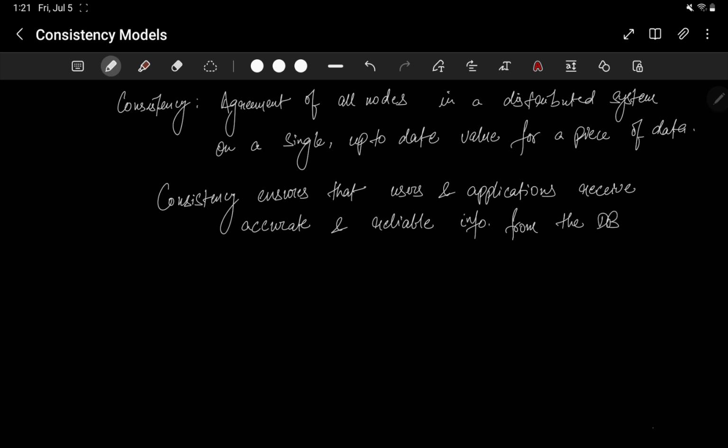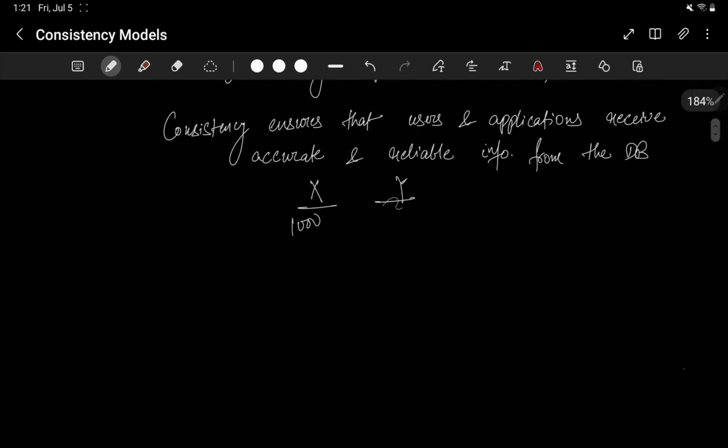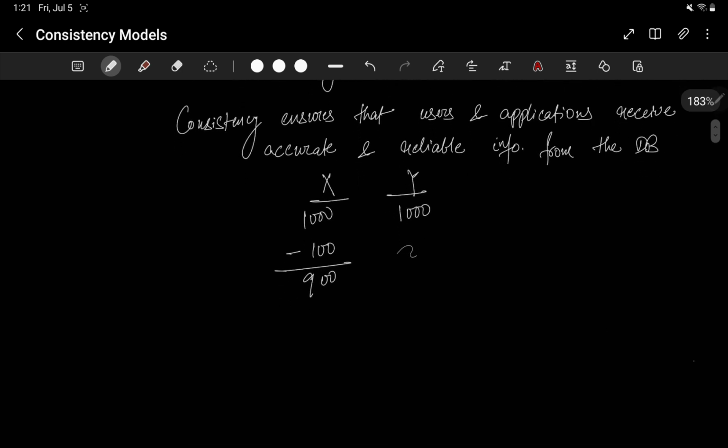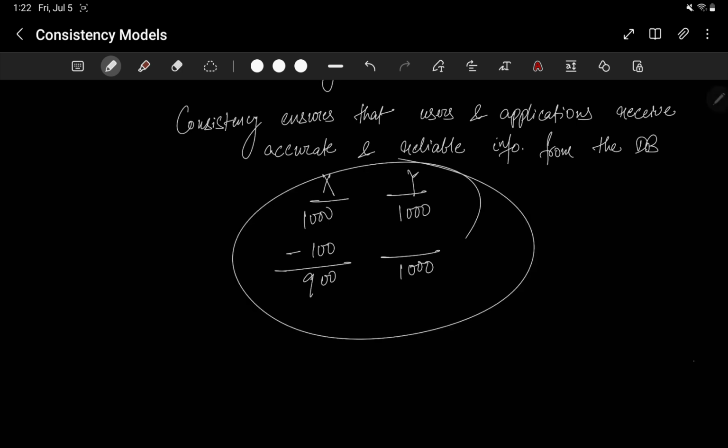We need reliable information. For example, let's say we have two users, X and Y. X sends $100 to Y. Before that, X has $1,000 in his account, and Y has $1,000 in his account. X sends $100 to Y, so this will be updated to 900. Y did not receive it, for example. Y's balance is still 1,000, right? Y did not receive it. So this is not consistency.